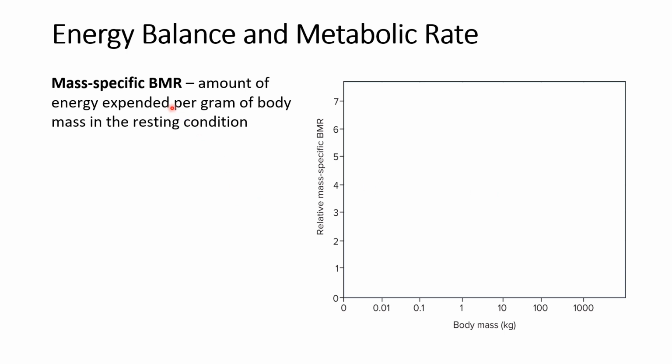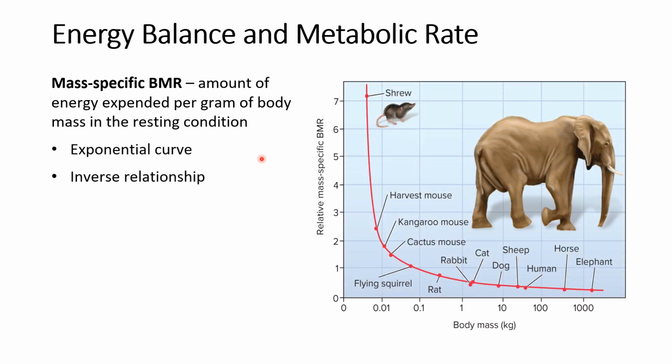Now, your basal metabolic rate has an interesting relationship with mass. Well, at least maybe not yours. I should say the basal metabolic rate of species. The amount of energy expended per gram of body mass in a resting condition is known as the mass-specific basal metabolic rate. And what's interesting about this is there is a definite relationship we see between the size of an organism, meaning its body mass, and its relative mass-specific basal metabolic rate.